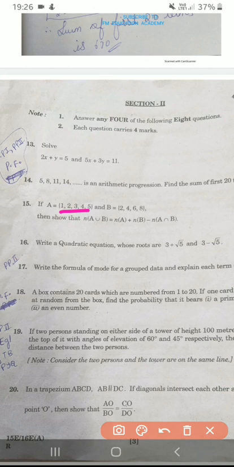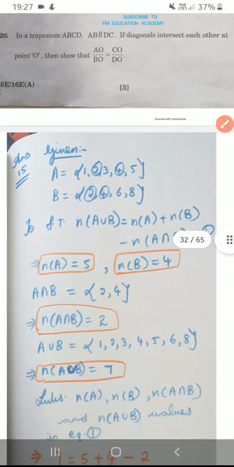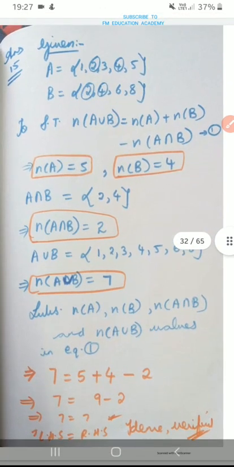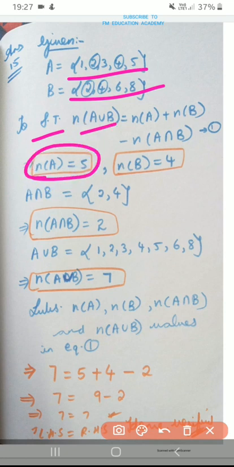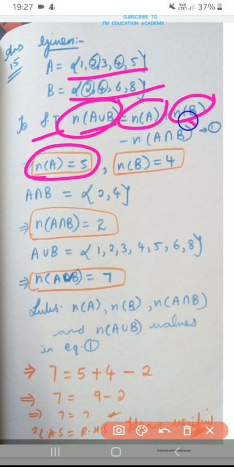Next, 15th question. If A is equals to 1, 2, 3, 4, 5 and B is equals to 2, 4, 6, 8, then show that n of A union B is equals to n of A plus n of B minus n of A intersection B. So, what is given to us? Set A is given to us and set B is given to us. Whatever I have to show, I will write that. Then number of terms of A, that I will write, because in this I need the value of n of A, the value of n of B, and the value of n of A union B and n of A intersection B. So I will find out. n of A means number of terms of A.